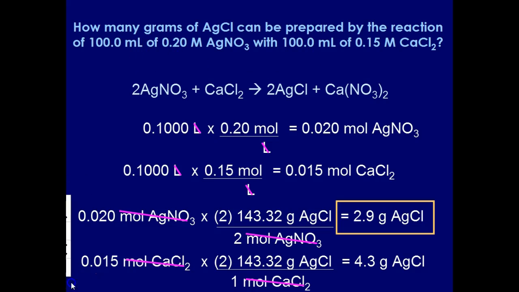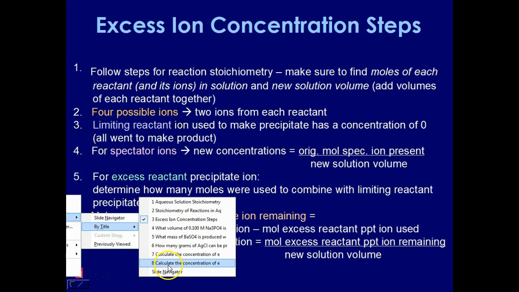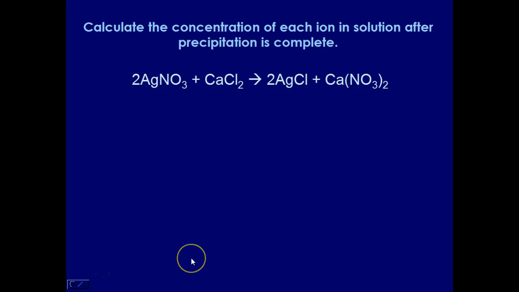And so you may remember back from the slide that I kind of skipped over initially. Those are things you kind of needed to know. You need to find the moles of each reactant, and then you need to find the volumes. And then you need to identify which ions were involved in making your precipitate, which one was used completely, which ones just were spectators, and then which one was in excess. So if we go back to the question that we were just on, sorry, I skipped ahead.